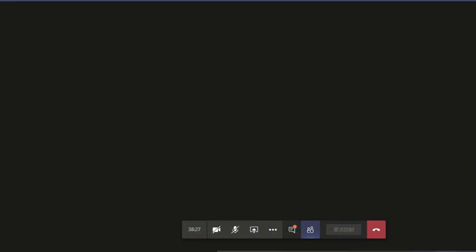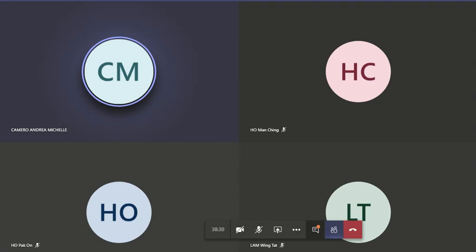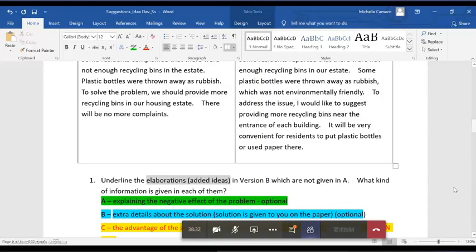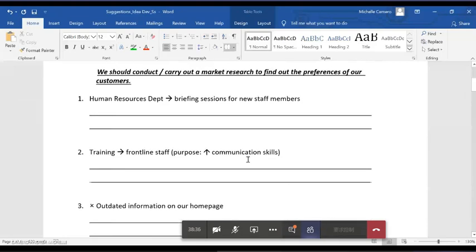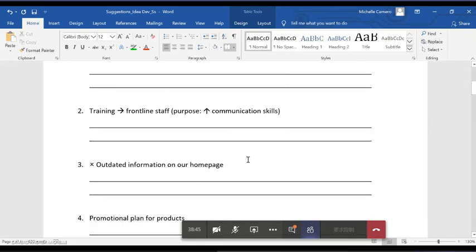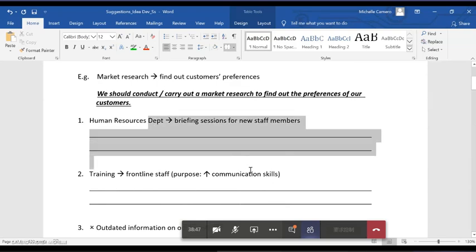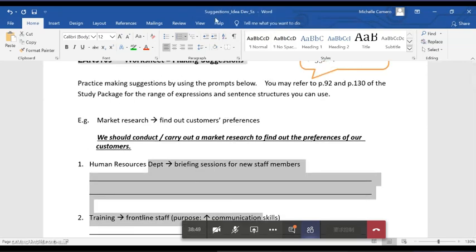Now again, this paper here, students, I think I sent it to you, but I think you have the student version, and the student version means you don't have any of the answers. So this is one of the documents I'll send to you tomorrow with the answers. And we did a few of these in class before. So this document is called Suggestions Idea DEV. DEV means developing, so developing ideas.